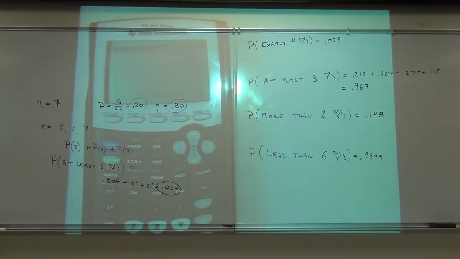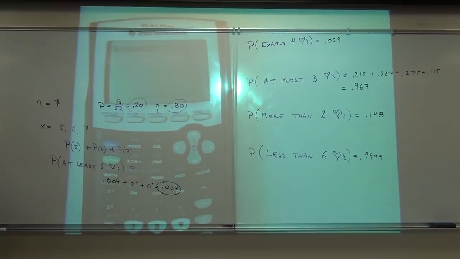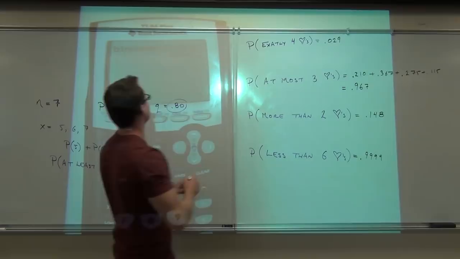0.2. What's the next thing that we plug in? X. Now comes our X. So with the calculator, you do an N, then your lowercase letter P, and then whatever X you're looking for. In our case, what's our X, ladies and gentlemen? Four. 0.0286.